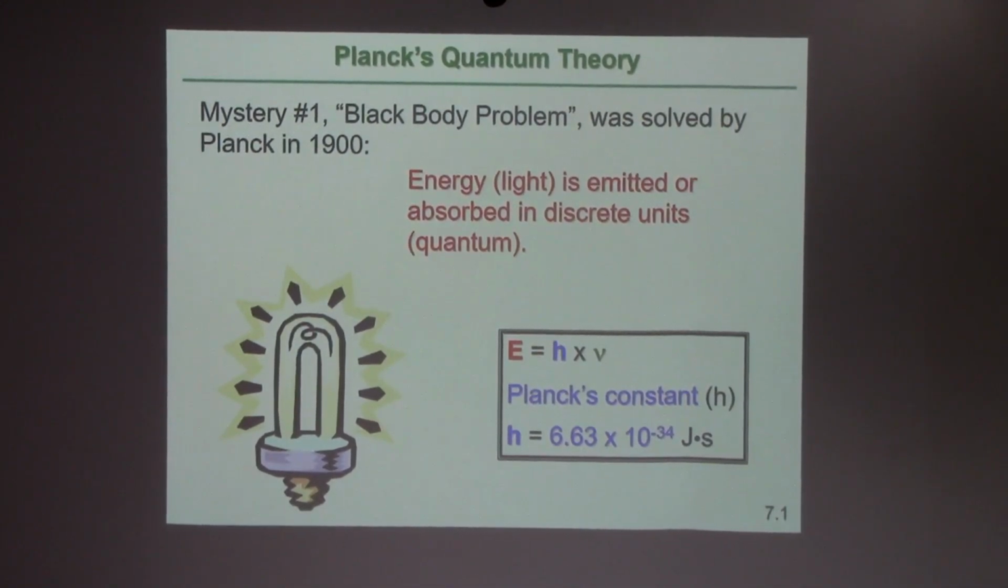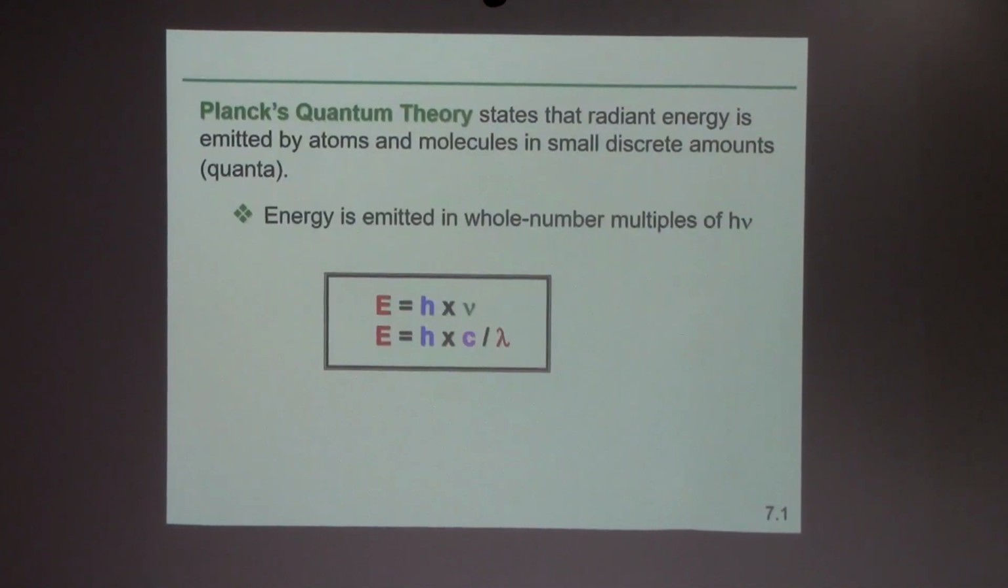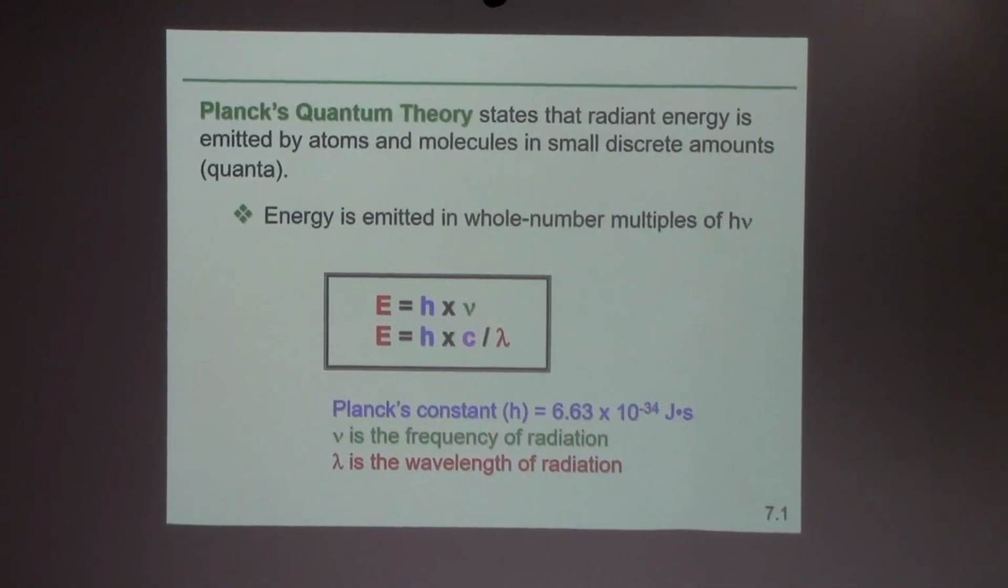This behavior is governed by the relationship E equals h times nu, where E is the energy of the radiation, h is Planck's constant, 6.63 times 10 to the negative 34 joule-seconds, and nu is the frequency of the radiation. This equation can be rearranged to E equals h times c divided by lambda, where c is the speed of light and lambda is the wavelength of the radiation, because as we previously covered, c equals nu times lambda.